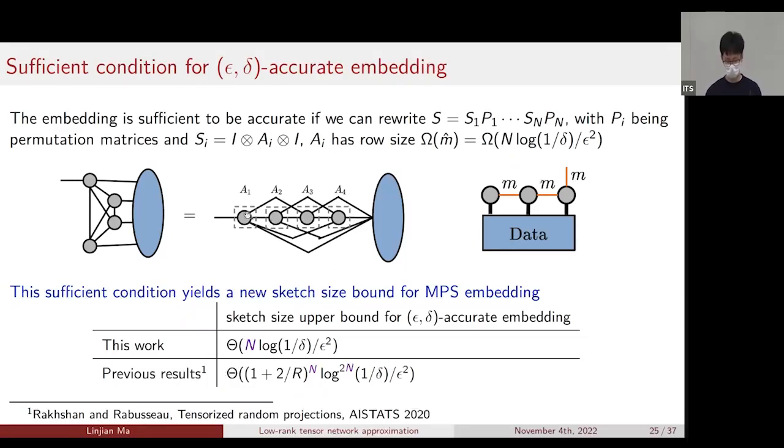So using this condition, we actually bound the sketch size for different embeddings, including MPS. We are able to show that if we have an MPS embedding shown here, where each dimension size is just m, when m is on the order of n times some factor which is linear in n, then the embedding will be accurate. While the previous results show that this has an exponential dependence on the number of tensors and is not as efficient as ours when n is pretty large. So these results also show that MPS embedding is pretty good for several tasks, since the linear dependency is almost optimal for the sketch size.